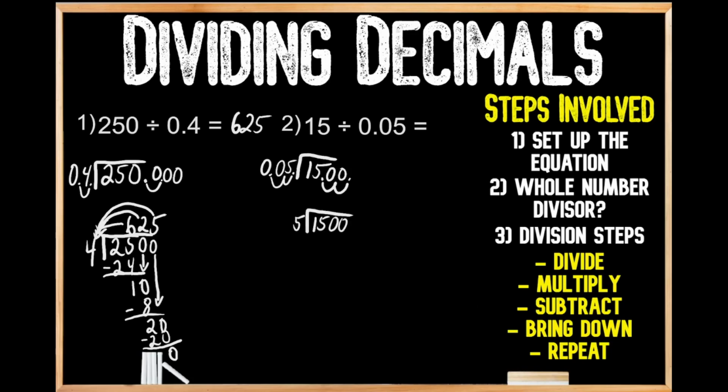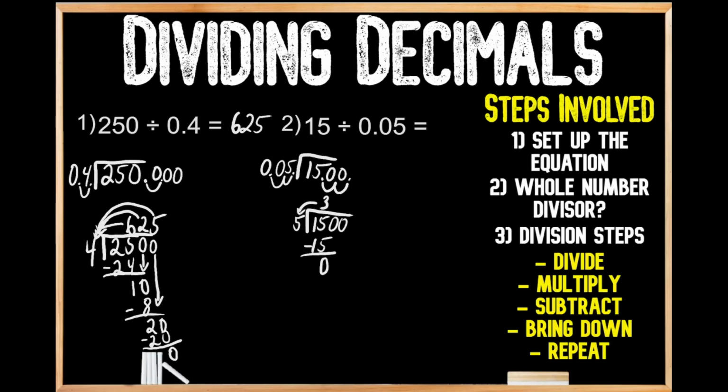So now we can work through step number 3, which is to work through the division steps from left to right. Now we can't make a group of 5 out of 1, so we're going to move from left to right. And in this case, we can make 3 groups of 5 out of 15. So we're going to write our 3 up top and then move on to our next division step, which is to multiply. And when we multiply 3 times 5, we get 15. And when we subtract 15 from 15, we're left with 0.